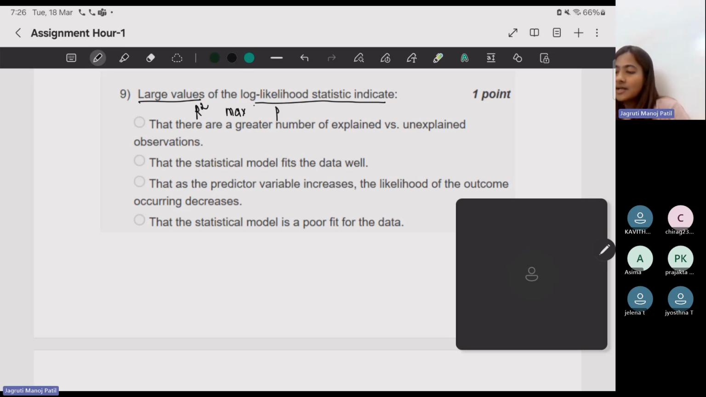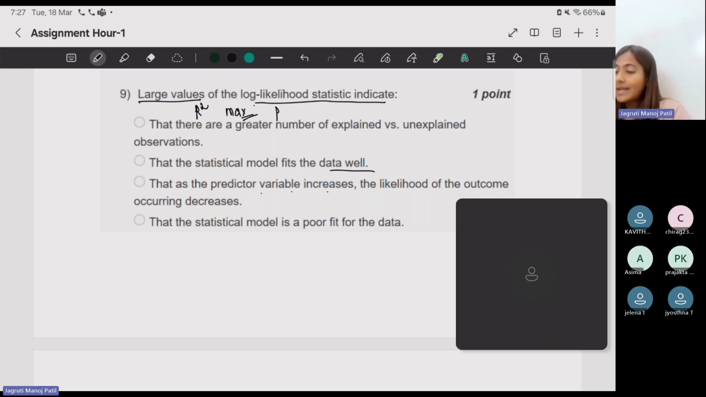Now the options are that there are a greater number of explained and unexplained observations. No. That the statistical model fits the data well. That can be, if you assume that these larger values are the maximum values that you are getting. That as the predicted variable increases, the likelihood of the outcome occurring decreases. We aren't predicting anything. We are just maximizing the likelihood of the function. We aren't seeing if it decreases or increases.